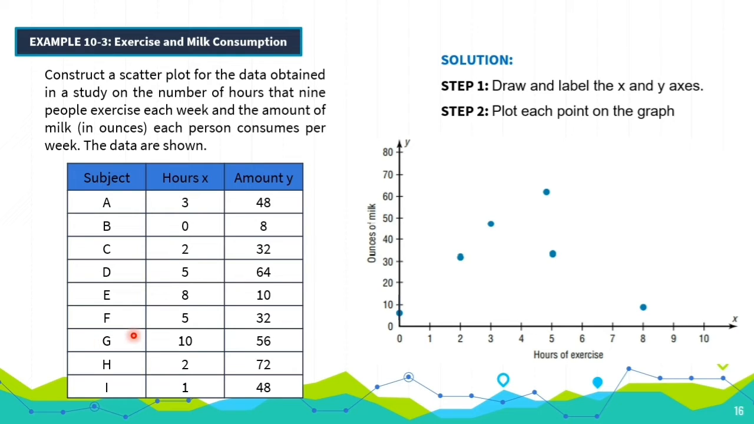For subject G, we have x is equal to 10 and y is equal to 56, and this is the point. For subject H, we have x is equal to 2 and y is equal to 72, and this is the point. And for the last subject I, we have x is equal to 1 and y is equal to 48, and this is the point. And we now have a scatter plot for this example.